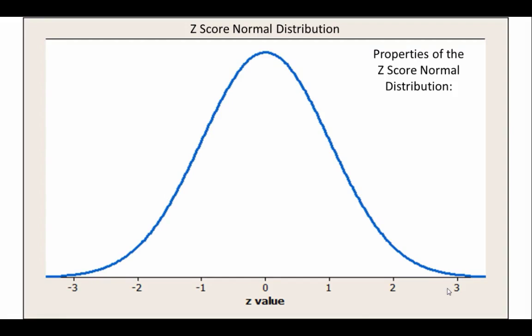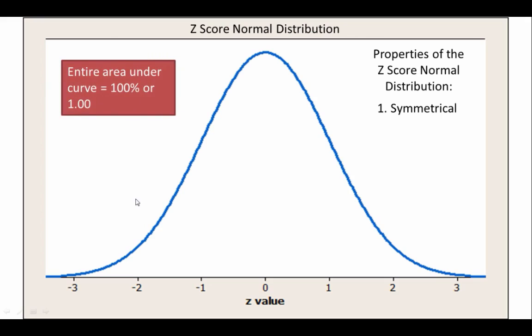In this video, we'll take a look at the z-score normal distribution, including some of the properties of the z-score normal distribution. First of all, the z-score distribution is symmetrical. What that means is if we define the area under this curve as 100%, or 1.00 if we're speaking in terms of proportions, that means that all of the values are underneath this curve. 100% of the values fall within this curve.